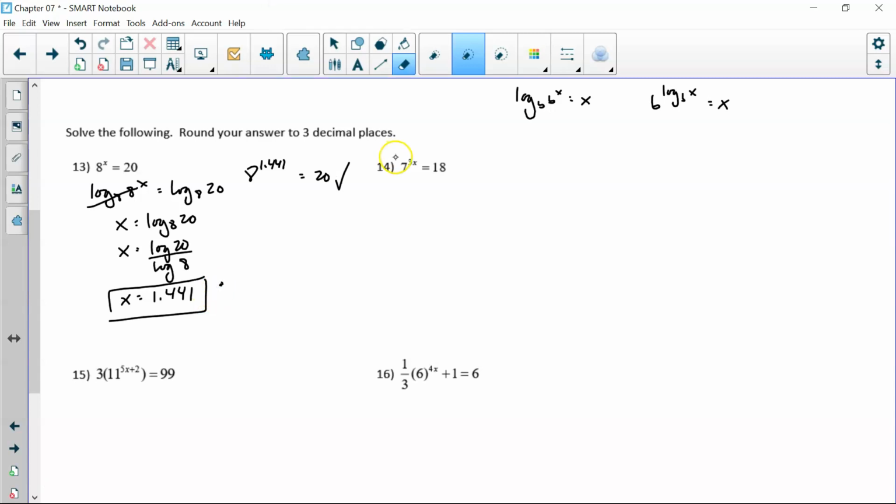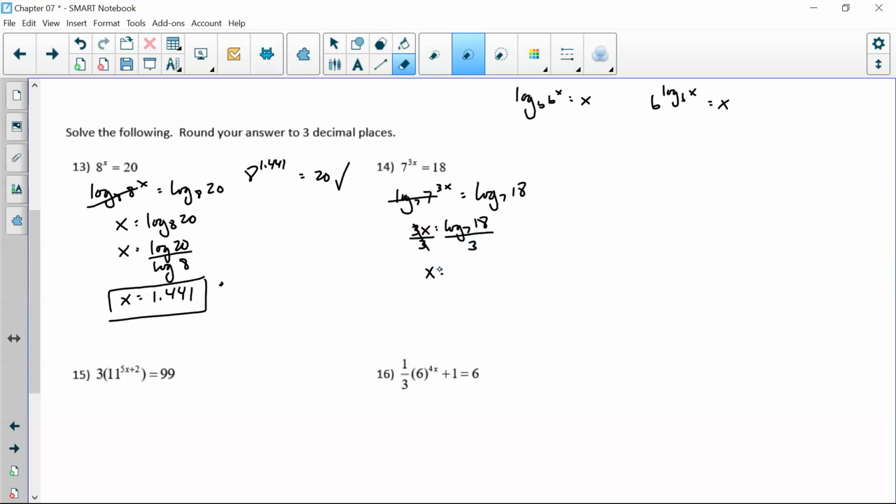For problem number 14, to undo the exponential, we're going to take the log, and in this case, log base 7 of 7 to the 3x equals the log base 7 of 18. On the left-hand side, the log base 7 of 7 cancel each other out, so we're left with 3x equals log base 7 of 18. To isolate the x, divide both sides by 3.